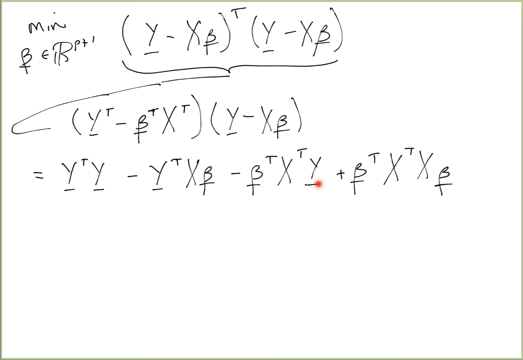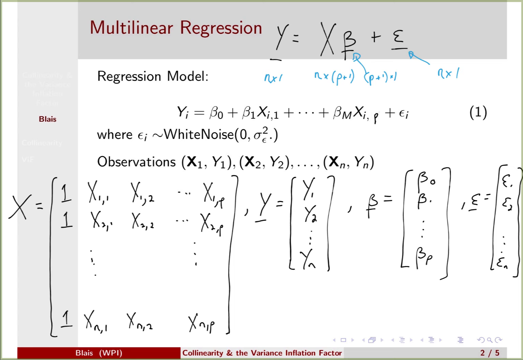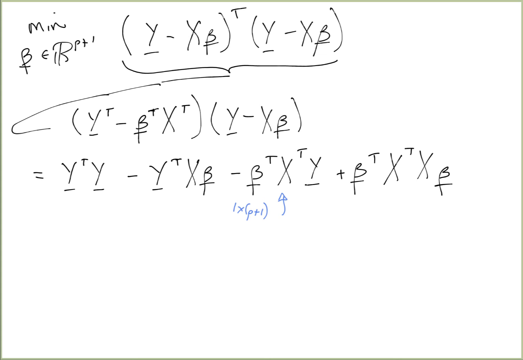We then notice these inner terms can combine. So let's think about the dimensions for these products. So beta is a p plus 1 vector. So beta transpose is 1 by p plus 1. X is n by p plus 1, so X transpose is p plus 1 by n, and Y is n by 1. So this product is a 1 by 1, or a constant.